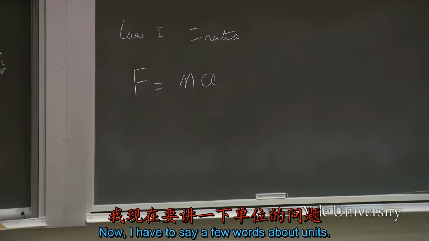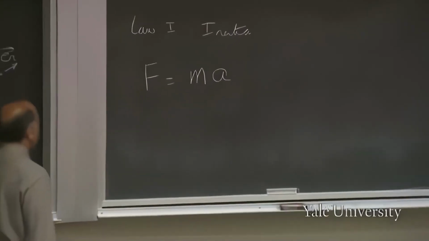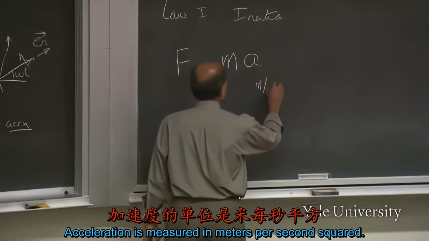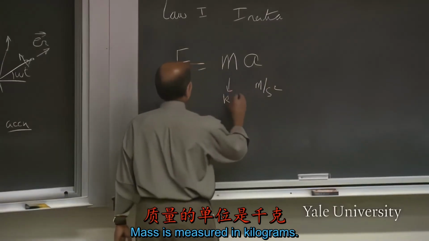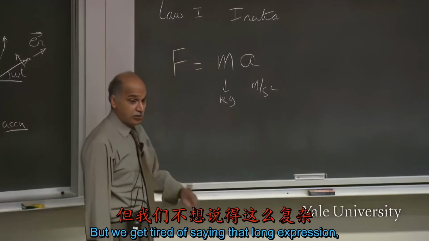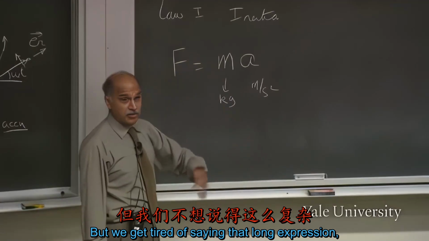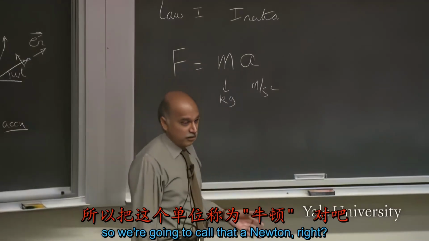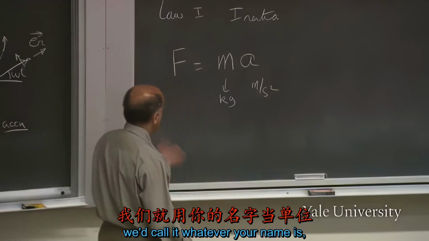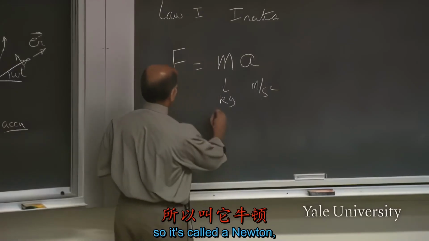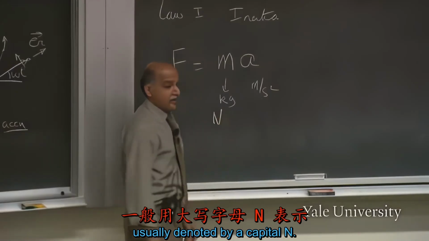Now, I have to say a few words about units. Acceleration is measured in meters per second squared. Mass is measured in kilograms. So the way to measure force is in kilogram meters per second squared, but we get tired of saying that long expression, so we're going to call that a Newton, right? If you'd invented it, we'd call it whatever your name is, but this is the guy who invented it, so it's called a Newton, usually denoted by capital N.